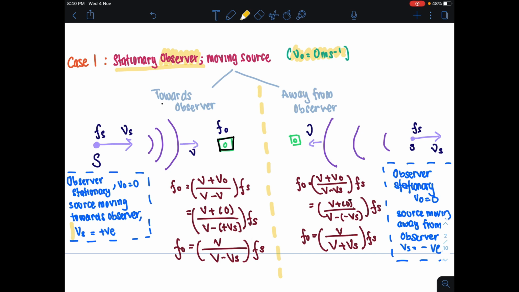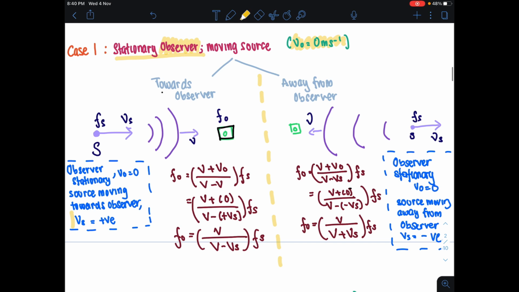But the source is moving. So source ini dia ada 2 possibility untuk dia bergerak. Dia boleh move towards the observer atau dia boleh move away from the observer. So kita ada 2 chances dekat sini. So let's say sekarang kita tengok pada case pertama iaitu stationary observer and the source is moving towards the observer.